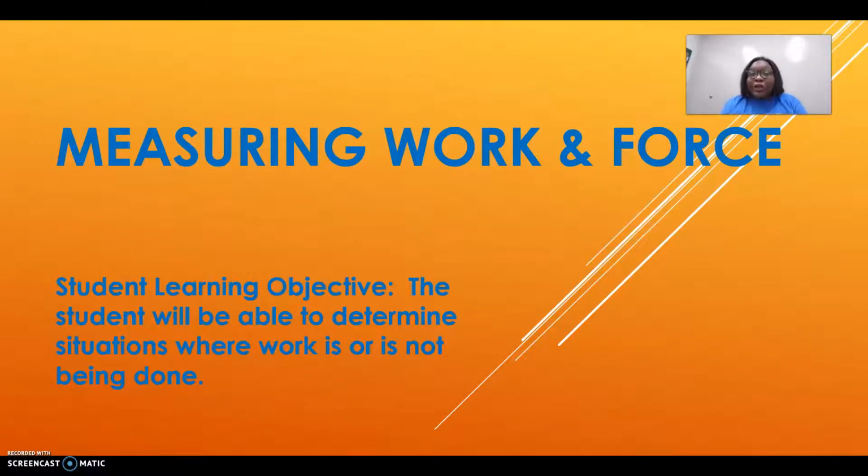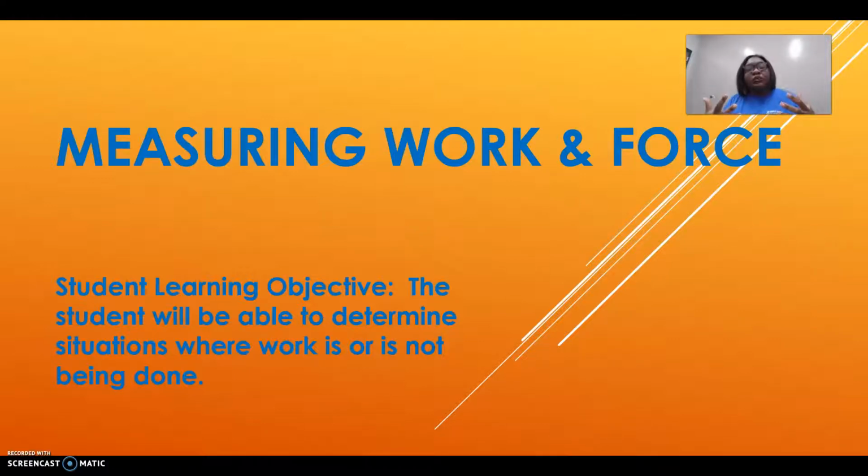So today we're going to start learning about measuring work and force. Our student learning objective for today is the student will be able to, that's you should be able to determine situations where work is being done and work is not being done.